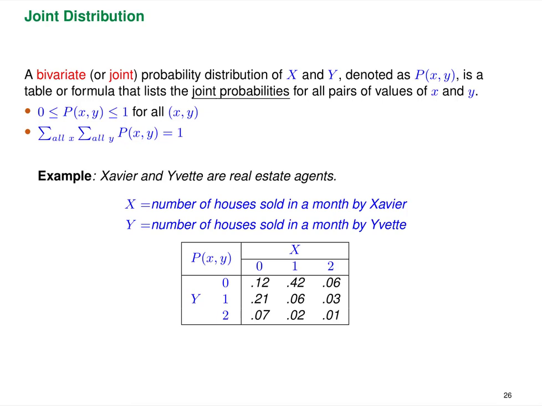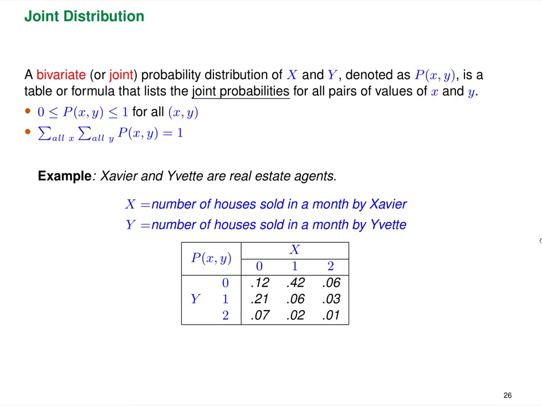By definition, the joint probabilities between these two random variables must be a number between 0 and 1. And the summation of all the joint probabilities over all the pairs of values of x and y must be equal to 1.